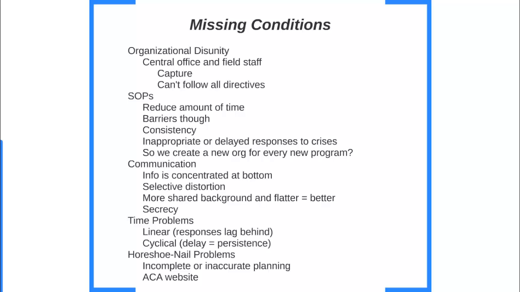Or you can look at the Affordable Care Act website, which is getting lots of attention these days. That was a huge problem for the federal government and for President Obama. And the reason it became such a huge problem is it was poor planning. Nobody thought to run through it and see if it was actually working.